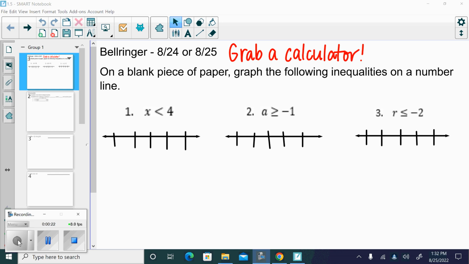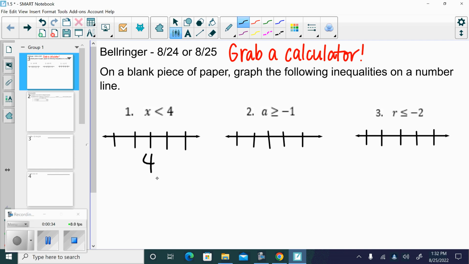Okay? All right. So for number 1, I want to graph the inequality x is less than 4. Okay, so typically my rule of thumb is to put the value you're wanting in the middle, and then I'll go 2 to the left and 2 to the right. You can do whatever you want, though. That's just typically what I did.